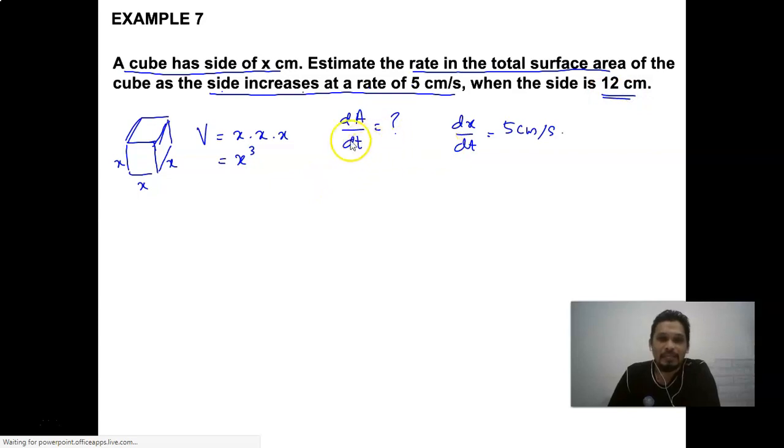Can we relate these two and come up with one equation? Okay, class, the equation of dA/dt equals the rate of change of the surface. No, okay, sorry then.